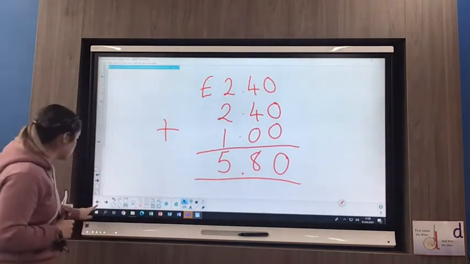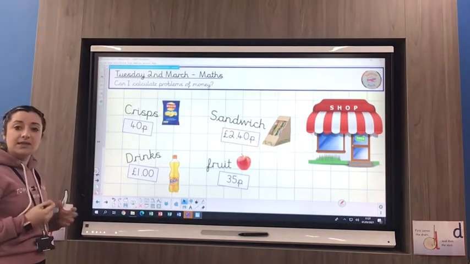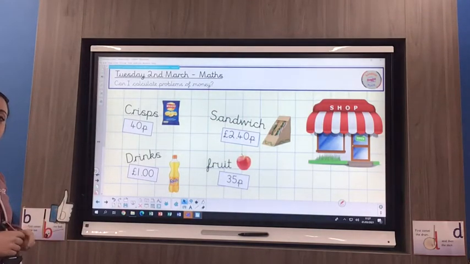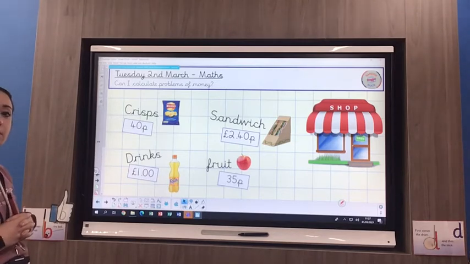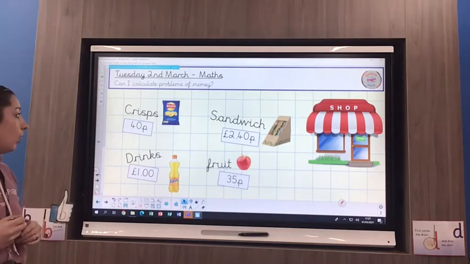Okay, so I'm going to just go back so you can see the shop that we've got. And if you want to have a go at that at home, you can pause the video now, and maybe you could have a go with anybody who's in your household of how much all of these items would cost, or if you would like more than one item.